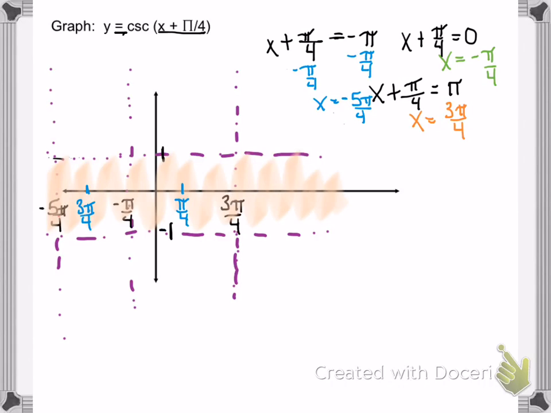Now, for cosecant, remember that the graph on the right goes up and the graph on the left side goes down. And there's my graph of y equals cosecant of x plus pi over 4.